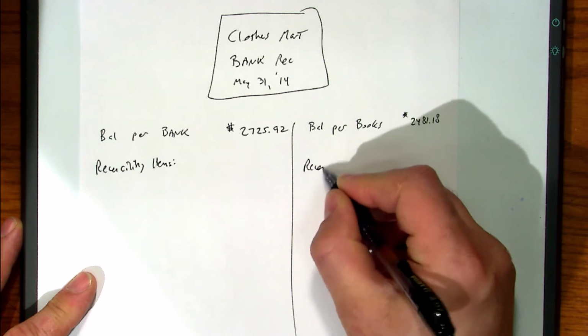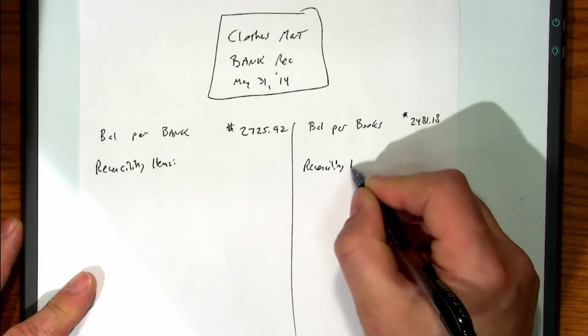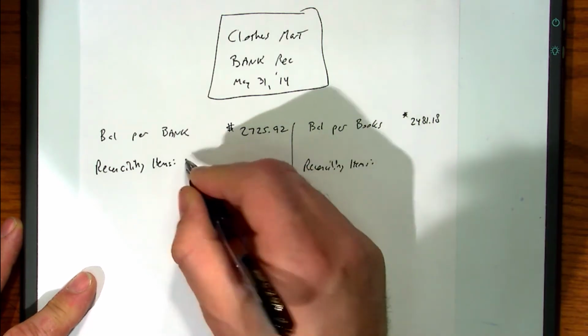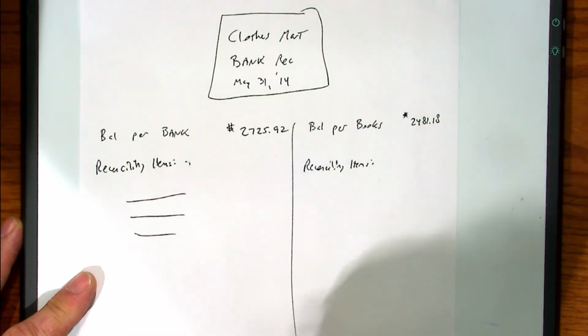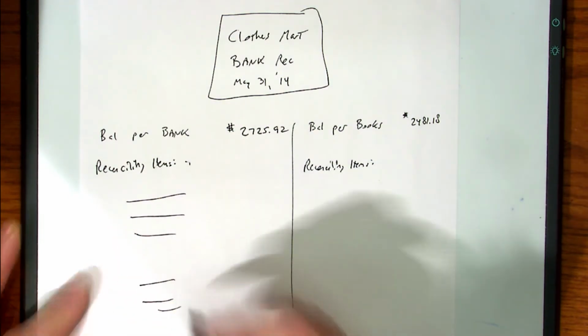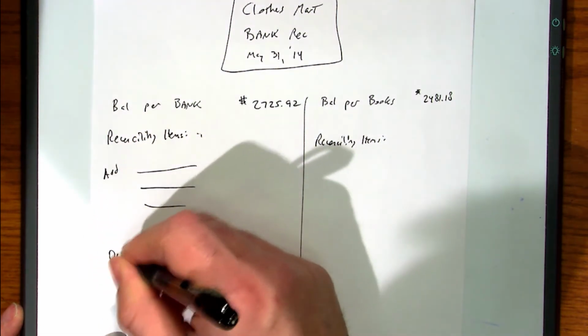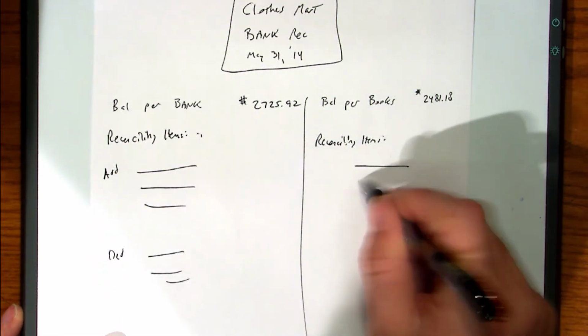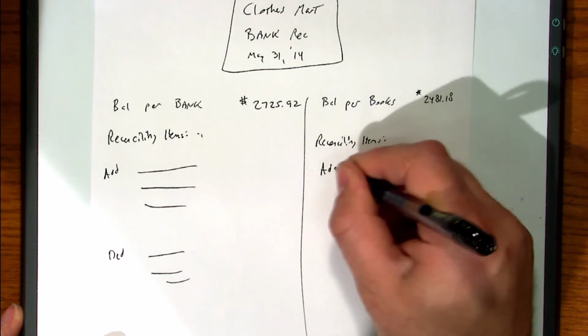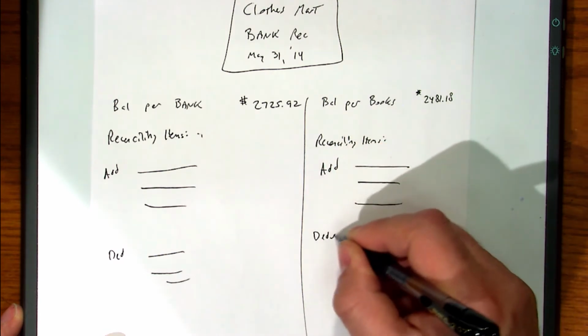Okay, on both of these, reconciling items. So maybe we'll have some that we add. Maybe we'll have some that we subtract or deduct. Again, on both sides, maybe some that we add. Maybe some that we deduct.